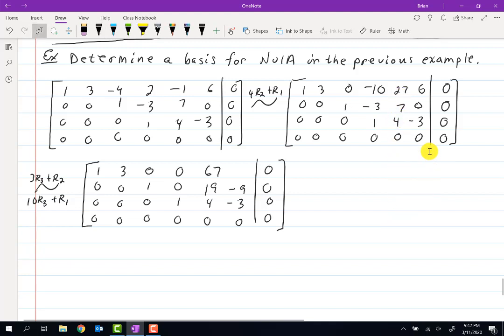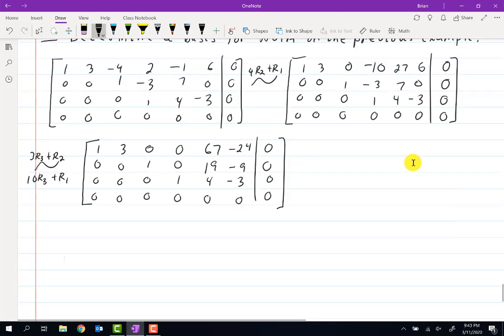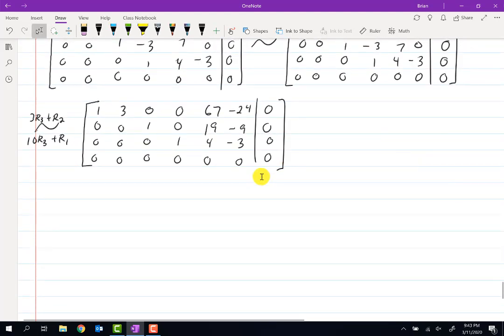And then -30 plus 6 will be -24. Now, what we said before still stands. I have a pivot in column 1, I have a pivot in column 3, and I have a pivot in column 4. We know the dimension of the null space is 3.